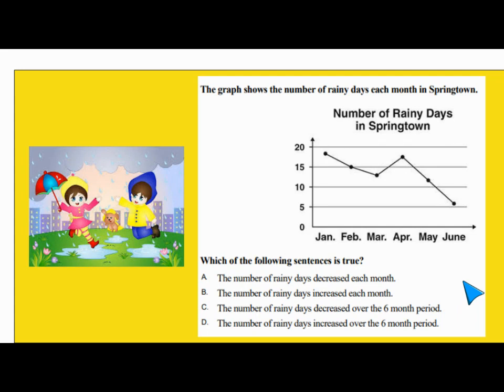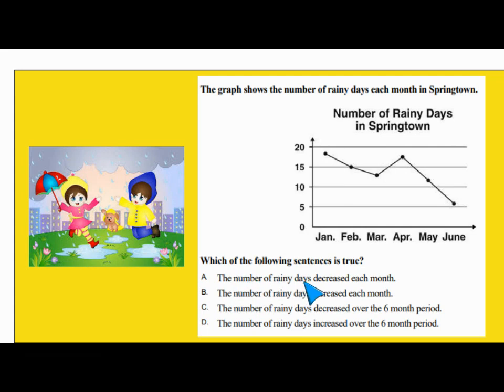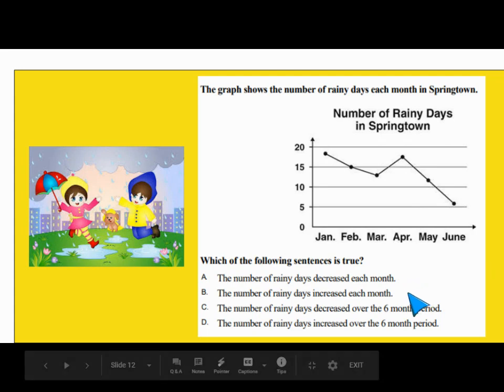Number of rainy days each month in Springtown from the months of January to June. So here we want to find the true sentences, or which one is true out of the choices. The number of rainy days decreased each month. That is not true because of what happens here. And the words each month mean between every month there has to be a decrease between every 2 months. So that's not true. Looking at it, we know that it's not going to be B.